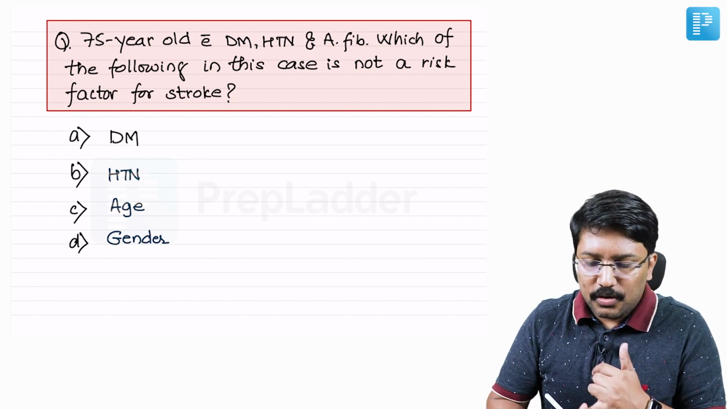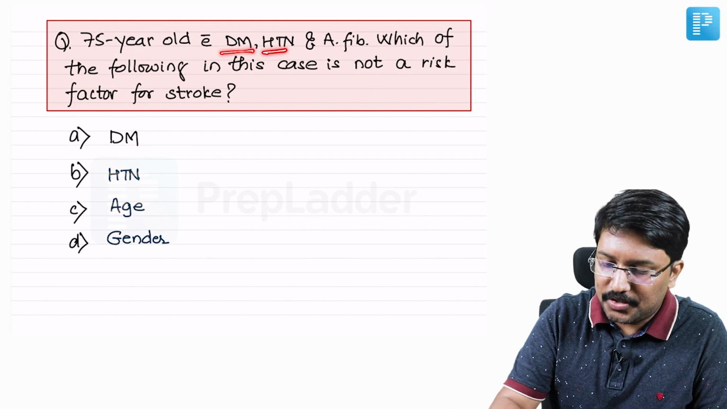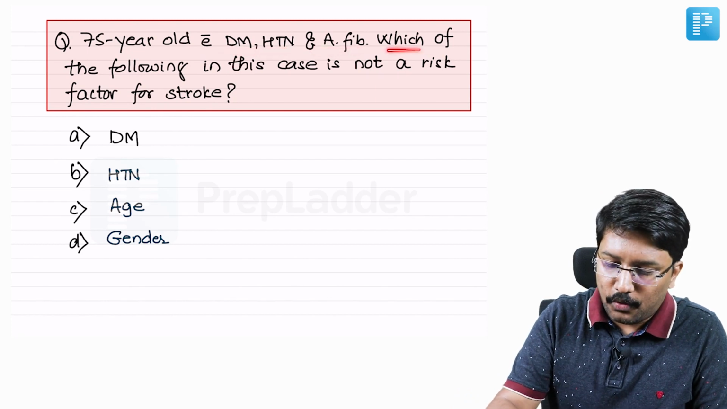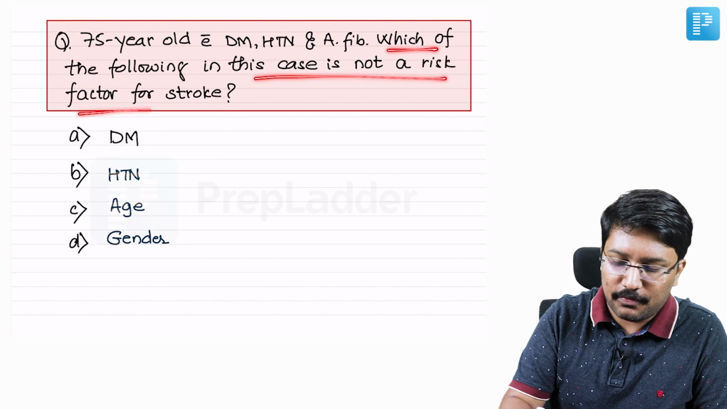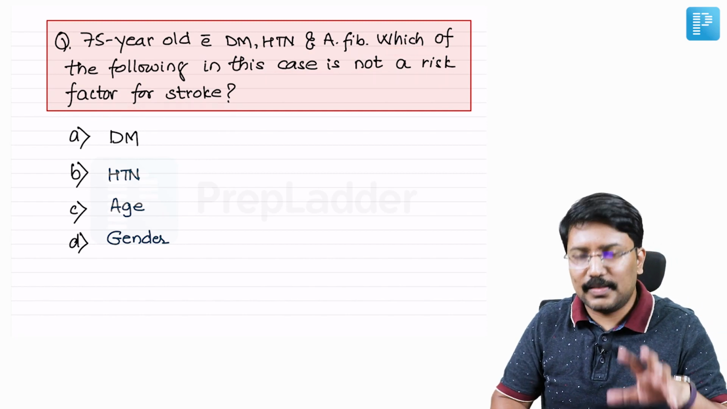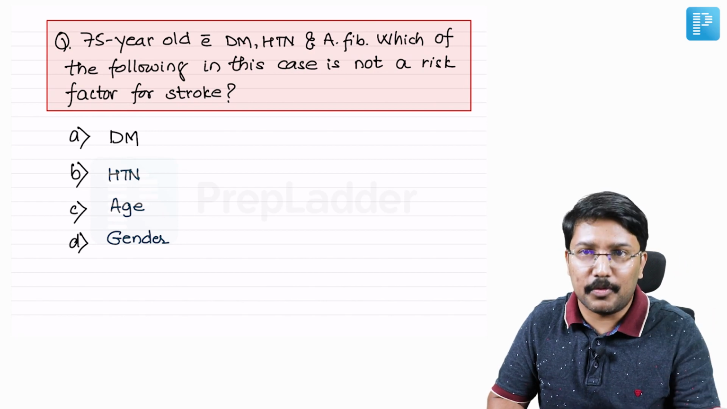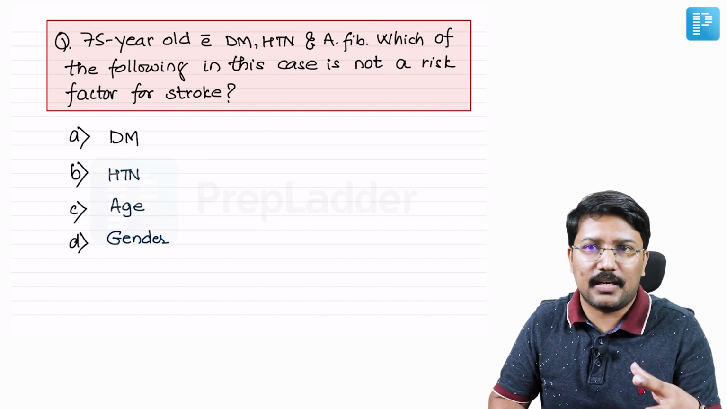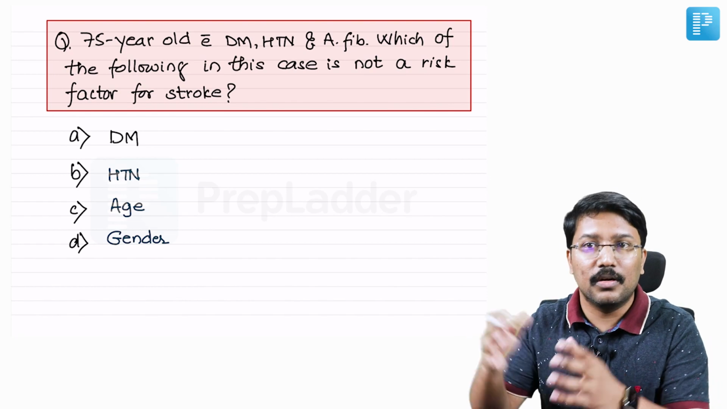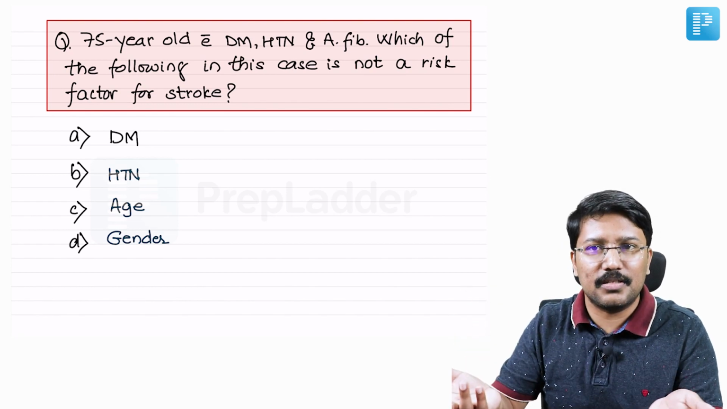A 75-year-old diabetic, hypertension and atrial fibrillation. Which of the following in this case is not a risk factor for stroke? This is again a pretty straightforward question. This is about the stroke risk in atrial fibrillation. So we know atrial fibrillation is a risk factor for stroke. What additional contributors? And how do we address these questions?